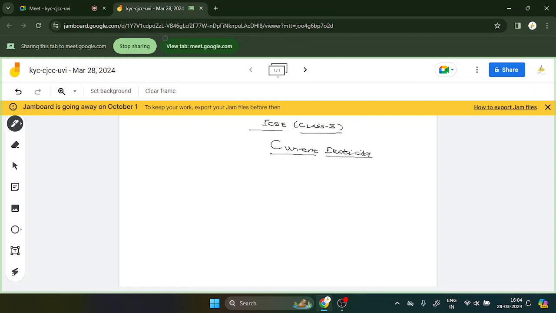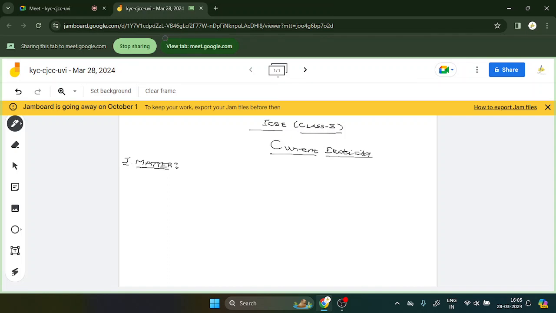Clear? Now let's discuss current electricity first. Before discussing current electricity, we need to first discuss matter. We need to discuss the charges, what are called charges. We need to discuss the law of conservation of charge. Then we will be moving towards current electricity, because this is all the base. So to discuss current electricity, we first need to discuss a very important heading, which is matter.